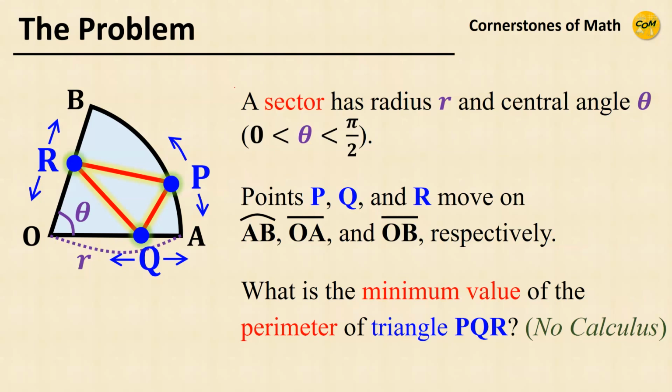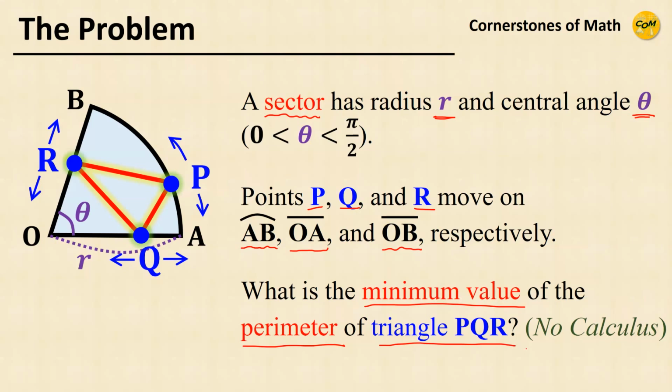In this video, I will show you one important and famous method to minimize the length on geometric figures. Today's problem reads like this. A sector has radius r and center angle theta, which has a value between 0 and pi over 2. 3 points, P, Q, and R, move on arc AB, line segment OA, and line segment OB respectively. What is the minimum value of the perimeter of triangle PQR?